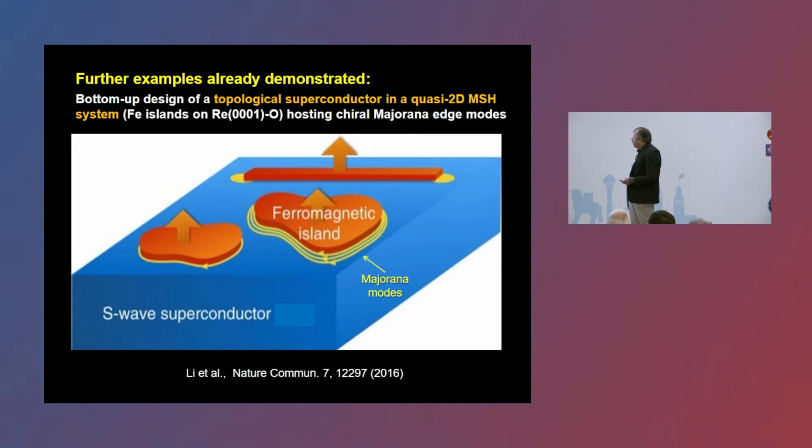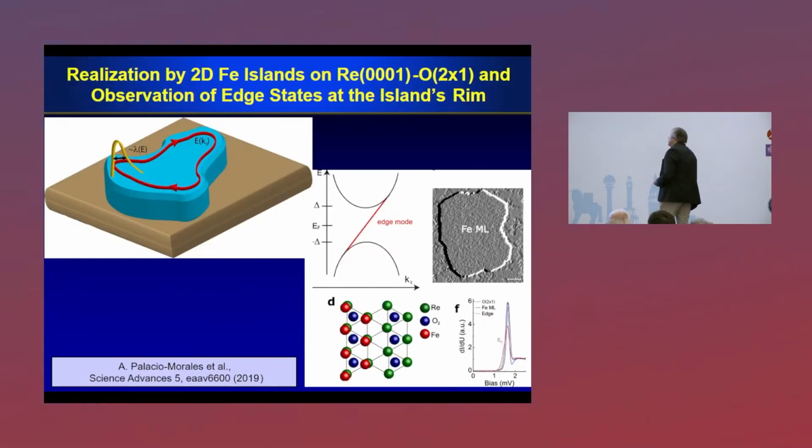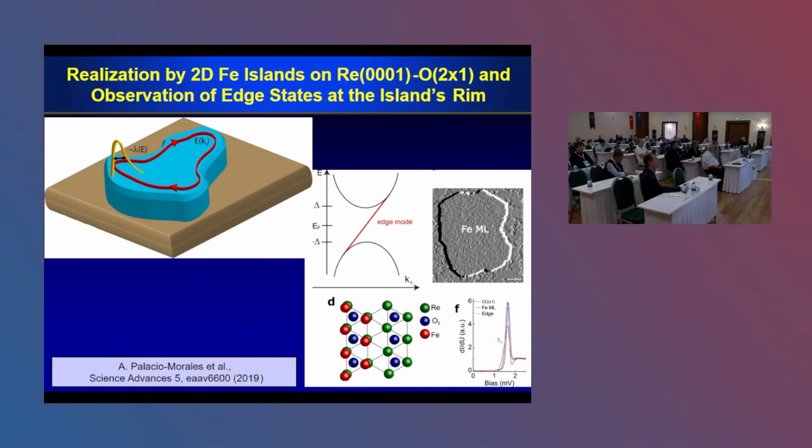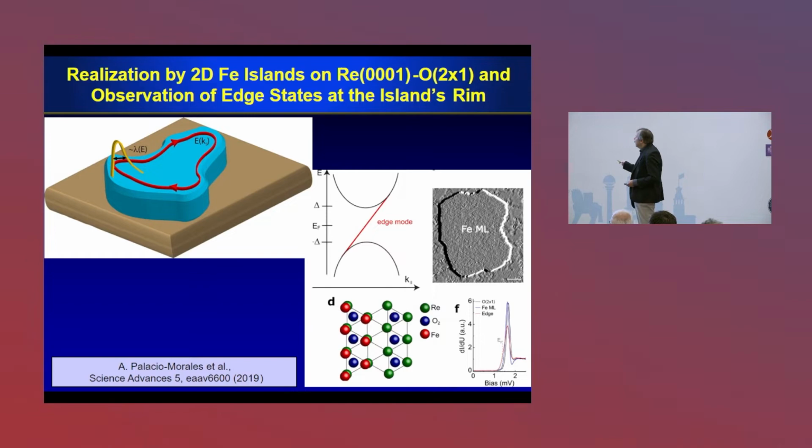Again, you can do a bottom-up approach and basically realize such a model-type system, for instance, by iron monolayer islands on a superconducting rhenium substrate. What you expect is that within the superconducting gap, you have a chiral Majorana edge mode. So if you look at the edges, you would expect to see intensity, which you would not be able to see in the bulk of the island.